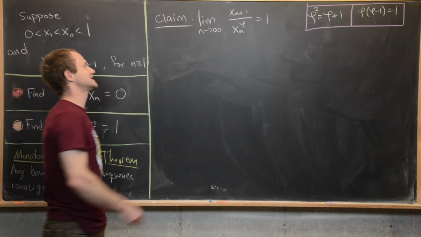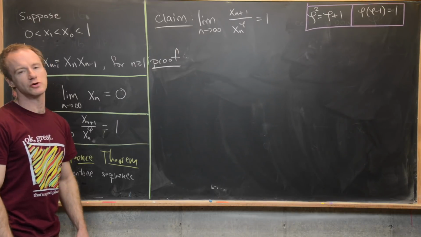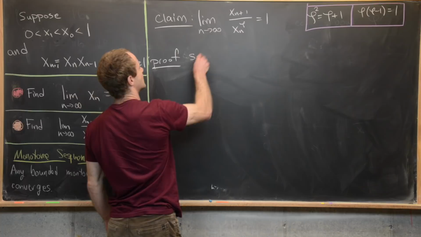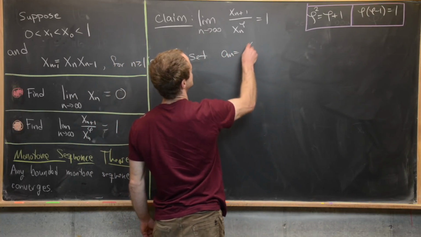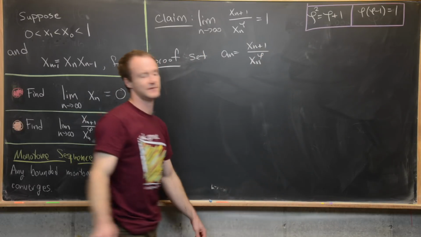Okay, so now let's get to this. The first thing that I'll do is rename this quotient a new sequence so that we have a little bit of shorthand. So here I'll just set a sub n equal to x sub n plus 1 over x sub n to the phi.